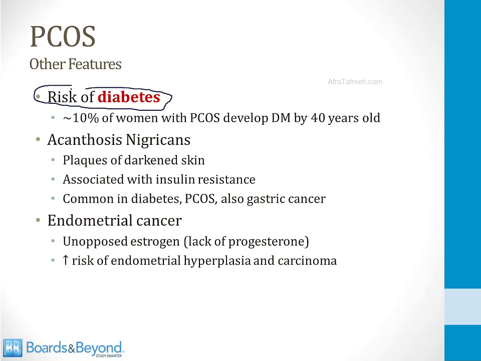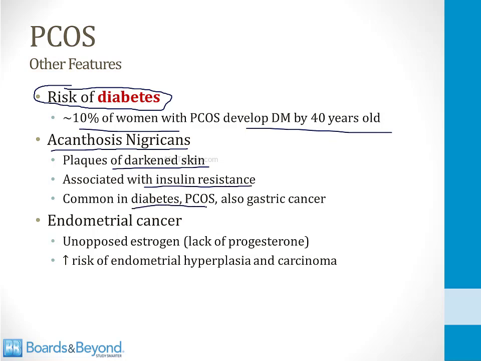So that's a nice segue into some of the complications of PCOS, and the main one you should know about is the risk of diabetes. About 10% of women with PCOS develop diabetes by 40 years old. As I told you before, there is hyperinsulinemia and insulin resistance as characteristic features of the disorder. Another clinical finding you can see is acanthosis nigricans. These are plaques of darkened skin. They are associated with insulin resistance, and they are common in diabetes as well as PCOS.